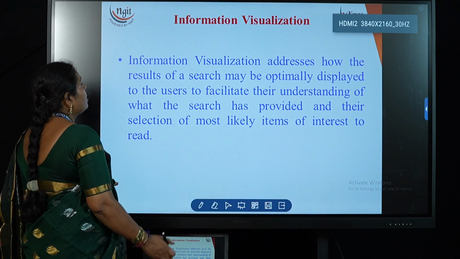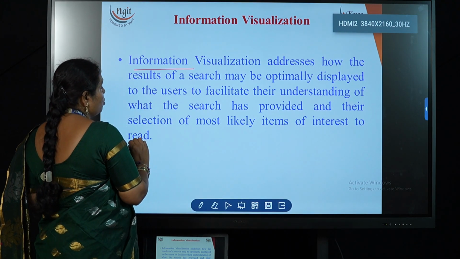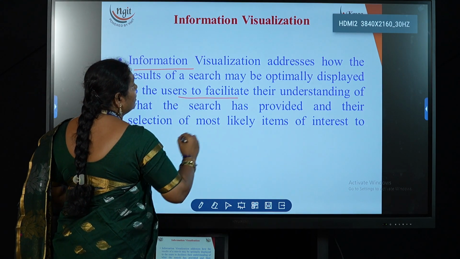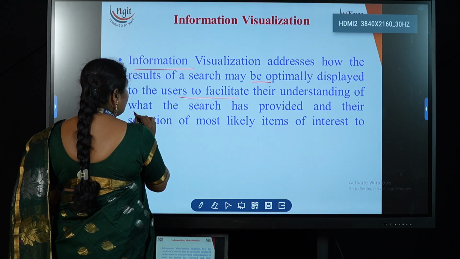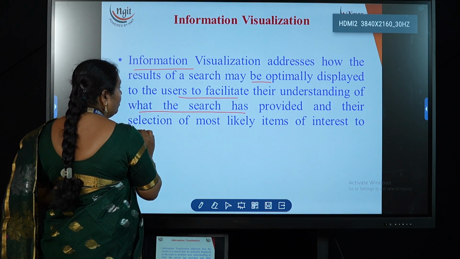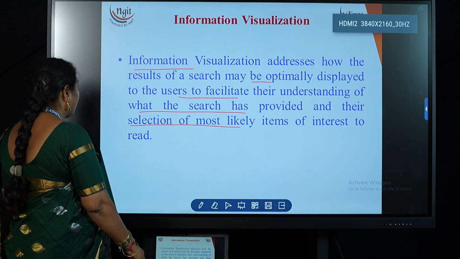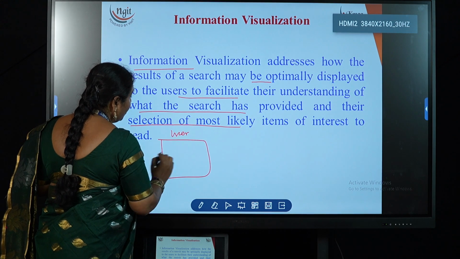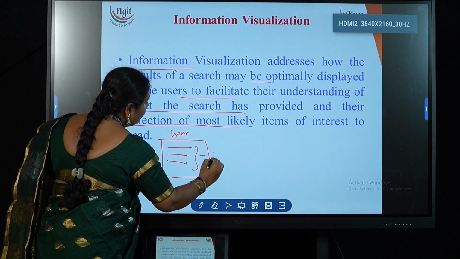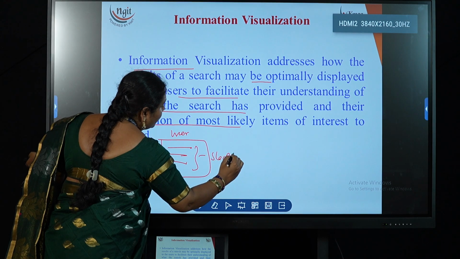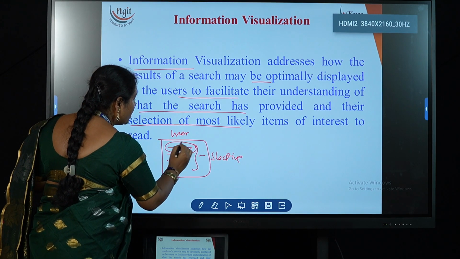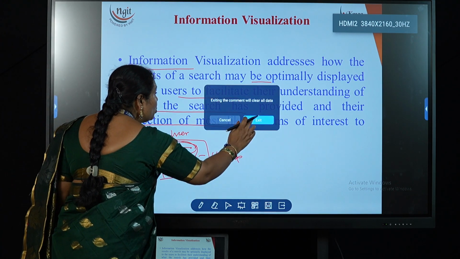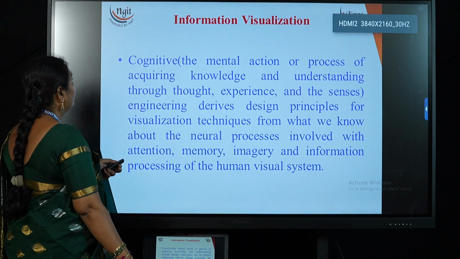So what are the key points for information visualization? It makes it very easy to display optimally, to understand what the search has provided and which items are most likely to be selected and read. Whenever the user's window displays information, it is always selective, according to relevancy, but it has to be displayed in proper order and proper manner in order to fascinate the user to read it.